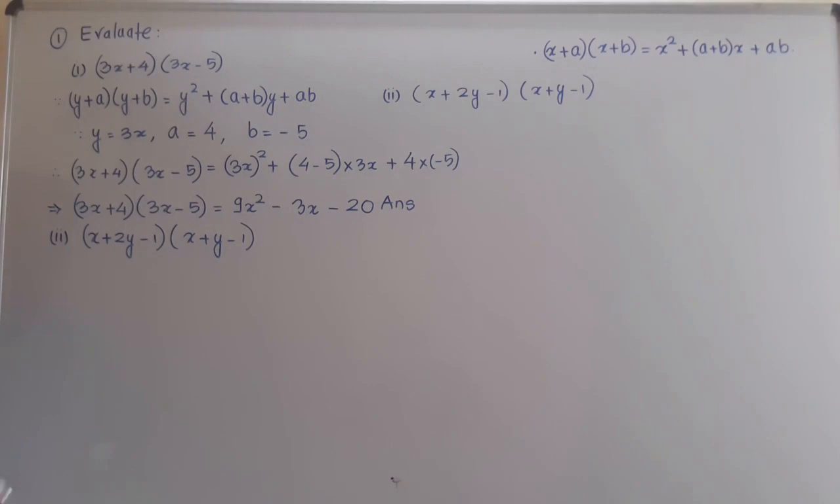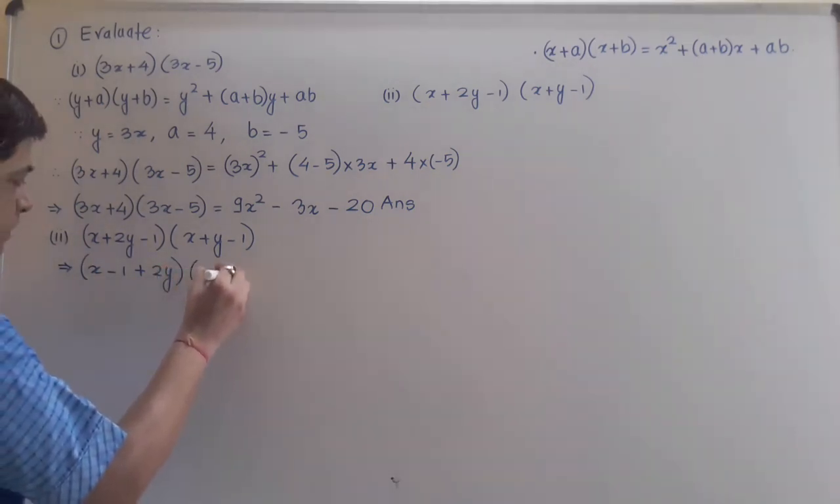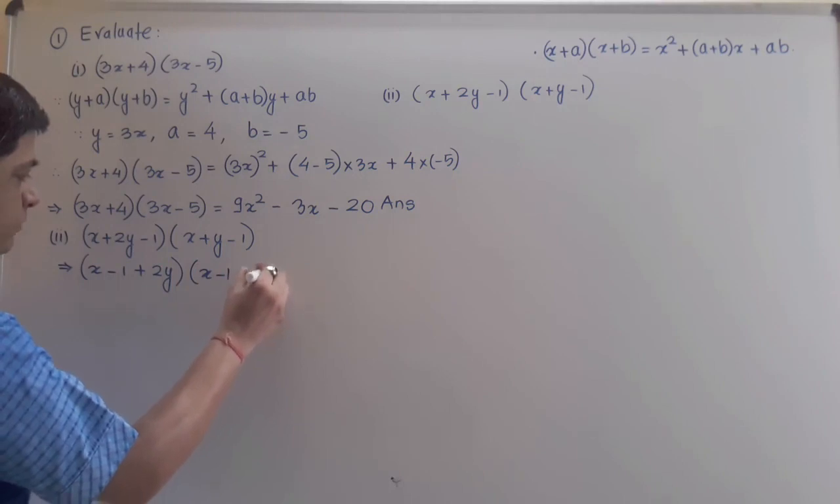For example, if I write down the given question in this form, x minus 1 plus 2y, what have I done here? Minus 1 I have taken in the place of 2y, and 2y I have shifted to the last. Same thing I will do here also, so this will be x minus 1 plus y.